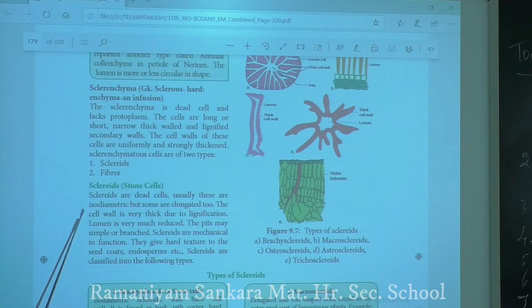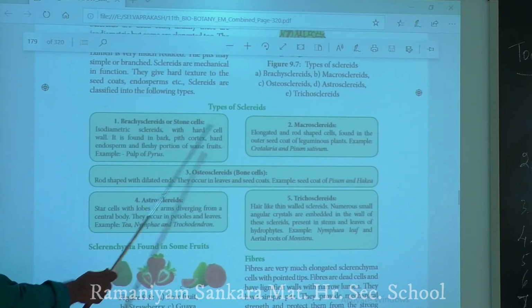Usually these are isodiametric, but some are elongated too. The cell wall is very thick due to lignification. Due to the presence of lignification, the cell wall is thick. The lumen is very much reduced. The pits may be simple or branched. Sclereids function mechanically. They give hard texture to seed coats, endosperms, etc. Sclereids are classified into the following types. Types of sclereids, very important one. There are 5 types.